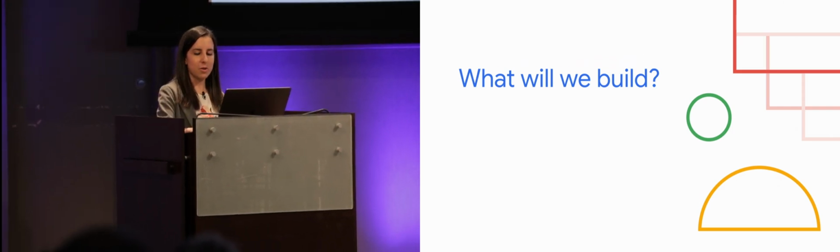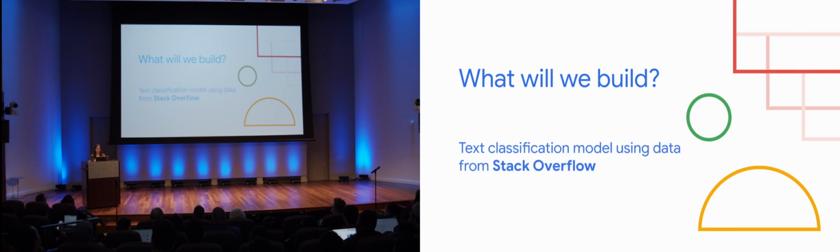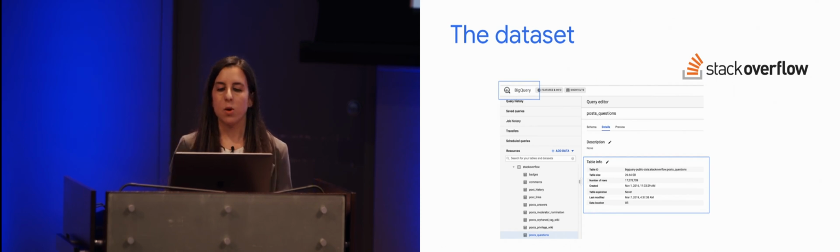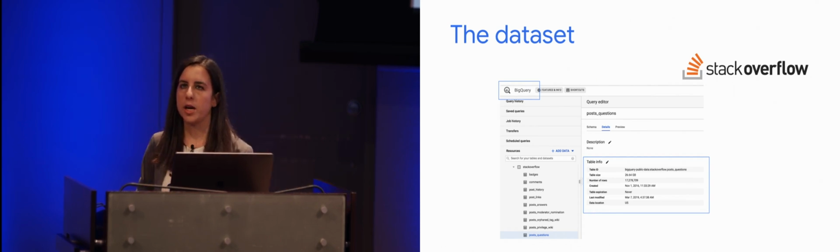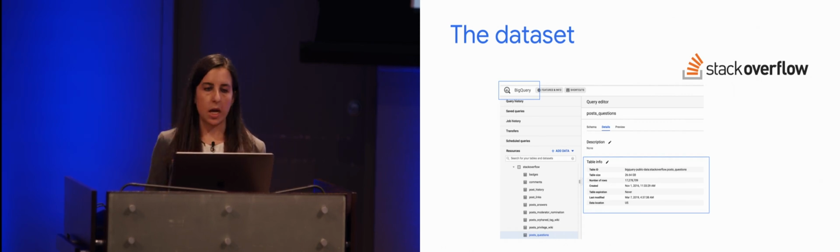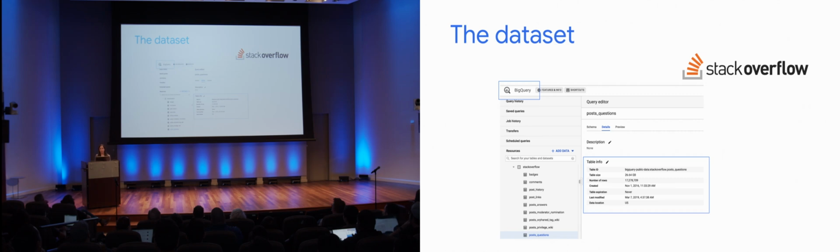The model that we're going to be building is a text classification model using data from Stack Overflow. Our model inputs will be Stack Overflow questions. Because we're building a custom model, starting from scratch, we need a lot of training data to get started. And luckily, we have a public data set that we can use for this. BigQuery is our big data analytics warehouse on Google Cloud.